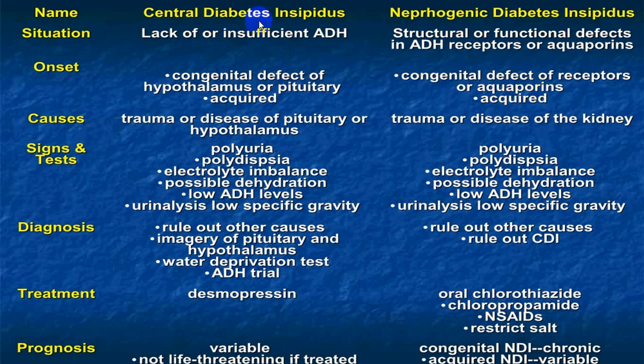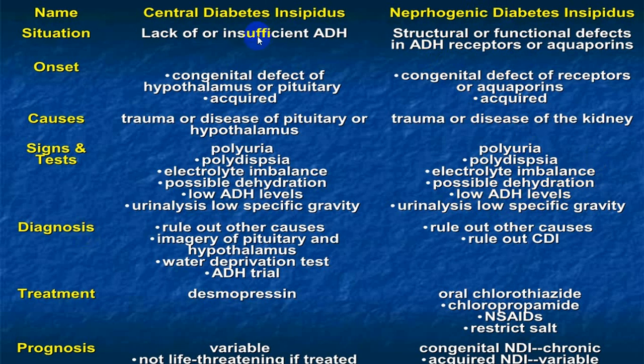The commonest causes in diabetes insipidus, as far as the acquired group is concerned, are trauma, infections, etc. of the pituitary or hypothalamus, while here it is trauma or disease of the kidney. The symptoms remain almost the same in both varieties: polyuria, polydipsia, electrolyte imbalance, dehydration, low level of ADH hormone, and low urinary specific gravity. All those are nearly the same. But in the nephrogenic variety, the ADH level may be close to normal.